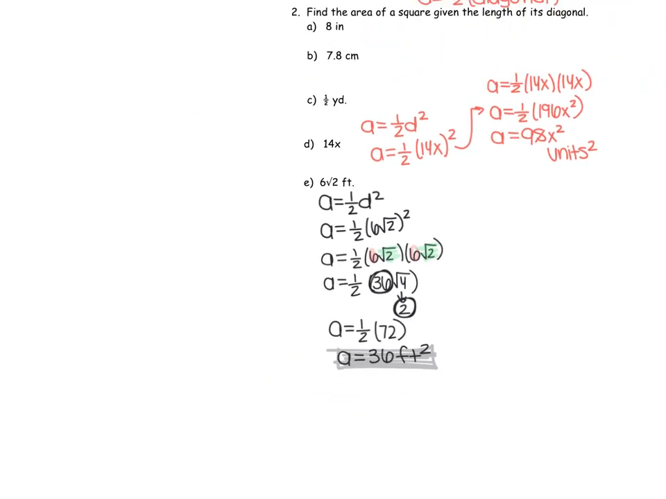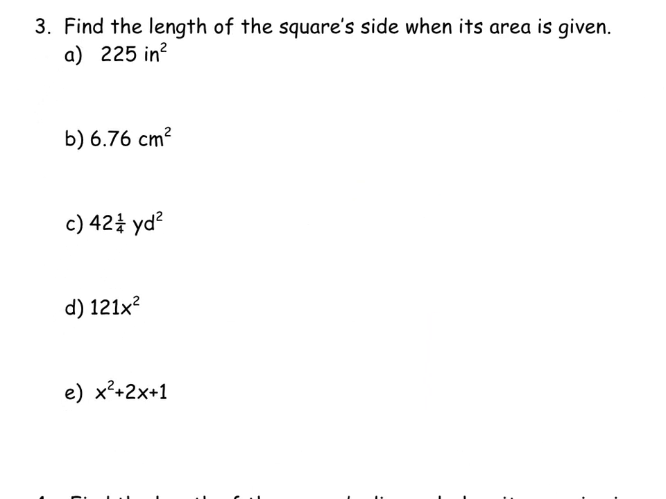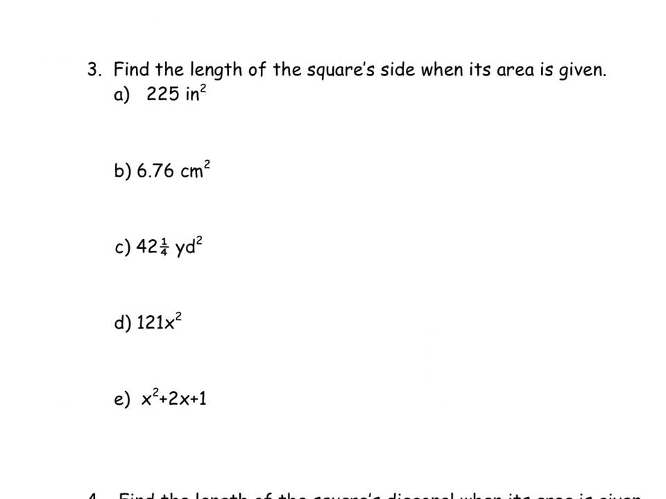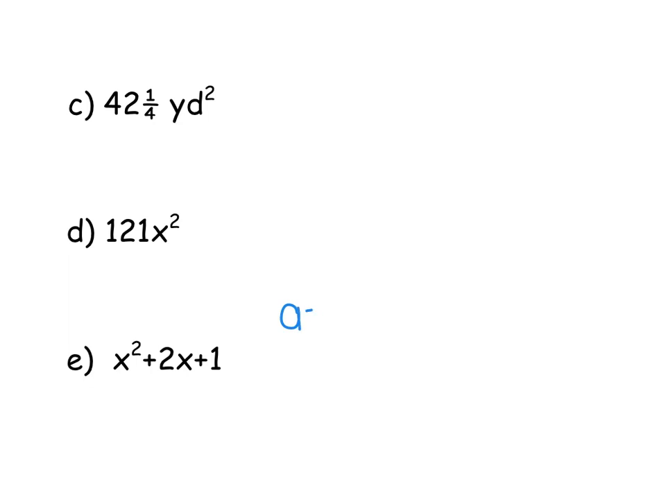Now I want you to go down to the next page, and we're going to go to letter E. The directions say find the length of the square's side. So now they're giving us the area, and we have to find the side. This one's a tricky one because you have variables involved here. So area equals side squared. Our area is x squared plus 2x plus 1, and we have to find out what the side is.